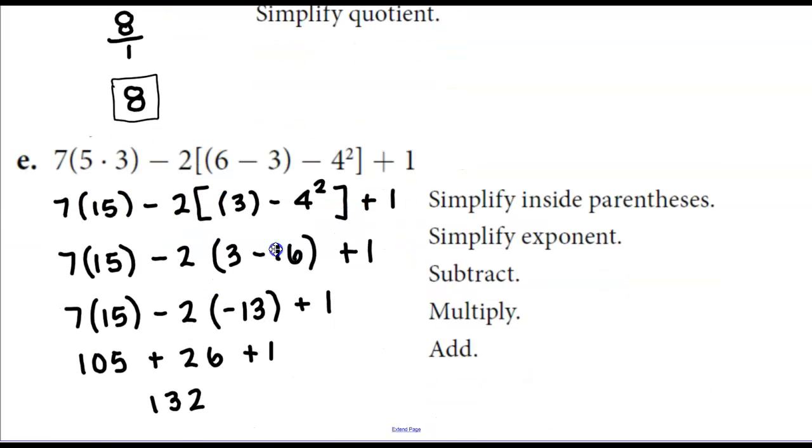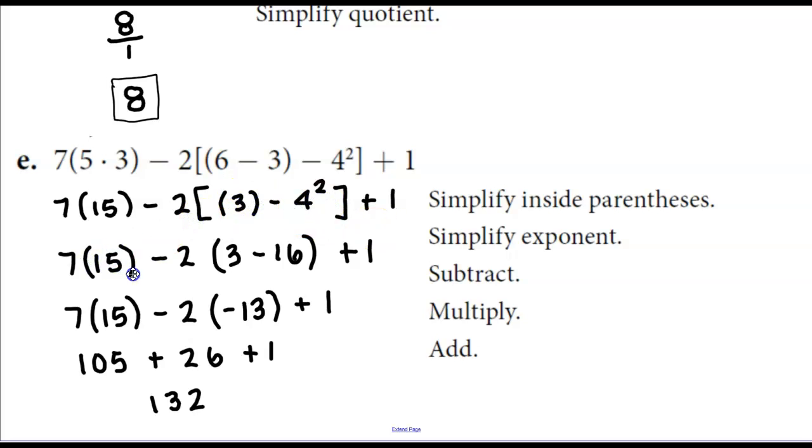Next question is 7 times 5 times 3 minus 2 times bracket times parentheses 6 minus 3 minus 4 squared plus 1. So here we have 7 times 5 times 3. We can do that multiplication, so 7 times 15 minus 2. Now we're going to work the innermost parentheses, so this is 6 minus 3, which gives us 3 minus 4 squared plus 1. Then we're going to work within the brackets.